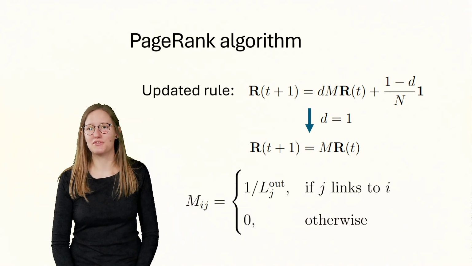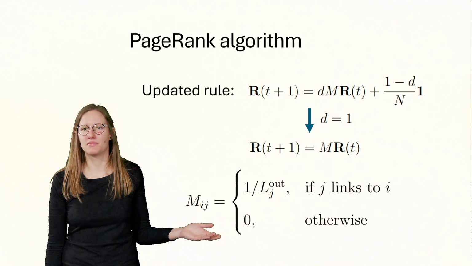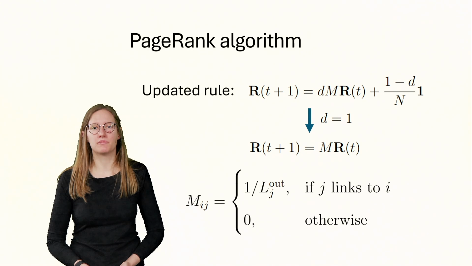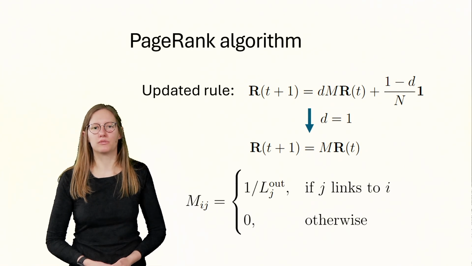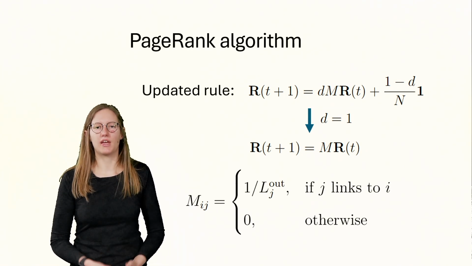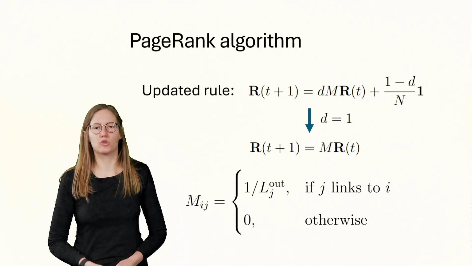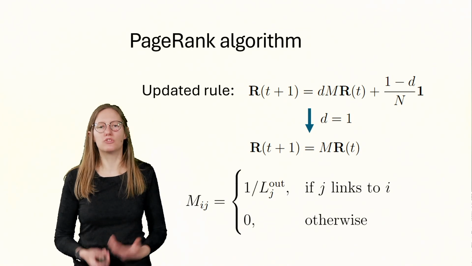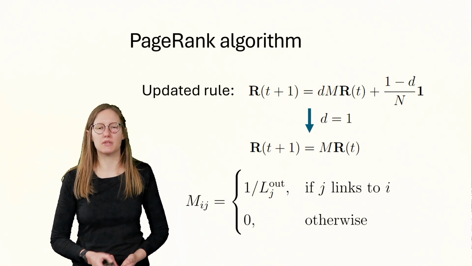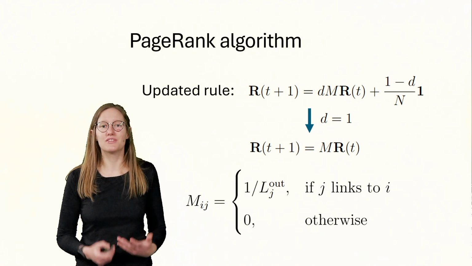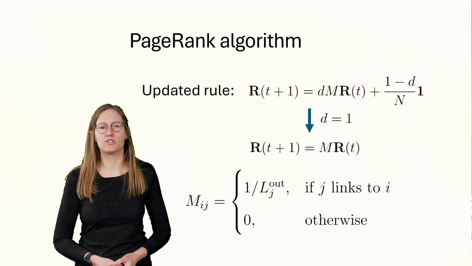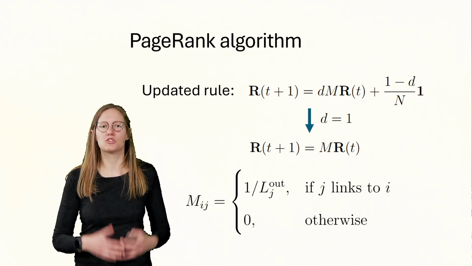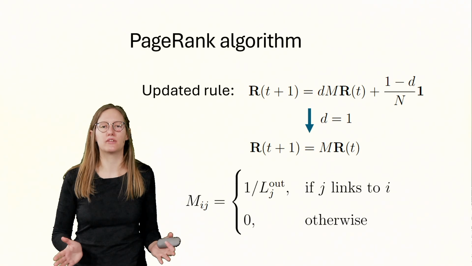The last ingredient left to discuss is the matrix M. The matrix M captures the connectivity between all the nodes in our network, and it's constructed as follows. First check if a page J links to a page R. For example, does South Africa link to Nigeria's page? If this is not the case, then set the element Mij to 0. If this is the case, then you set the element Mij to a factor 1 over Lj out, where Lj out is the total number of outgoing links from page J.